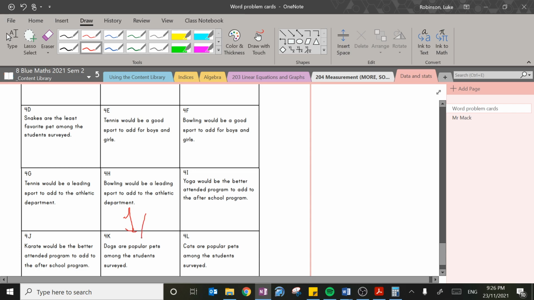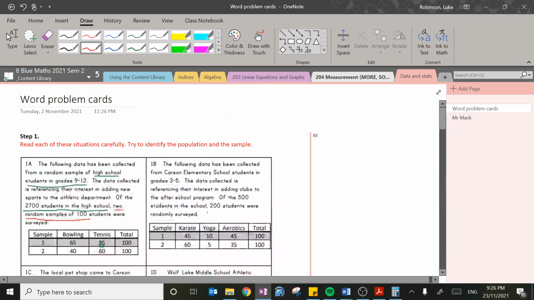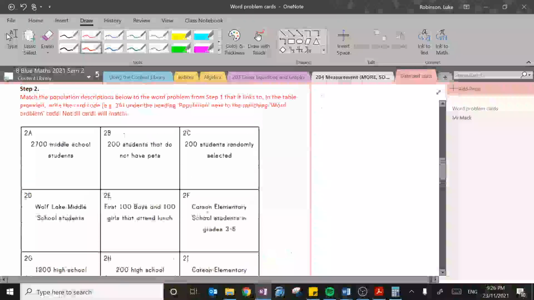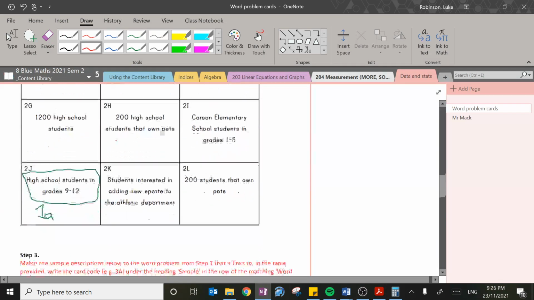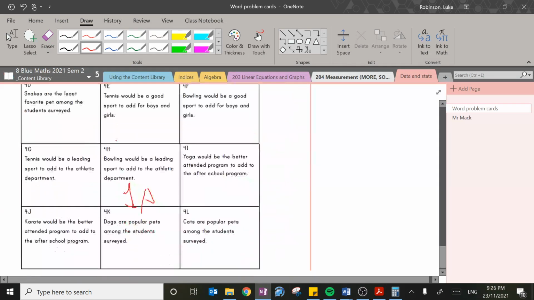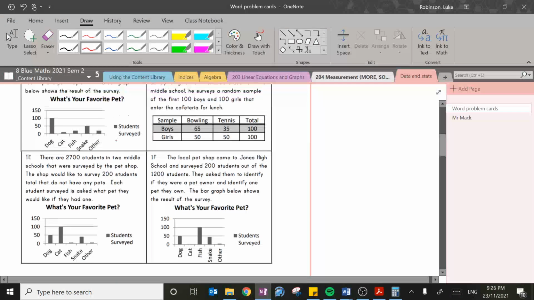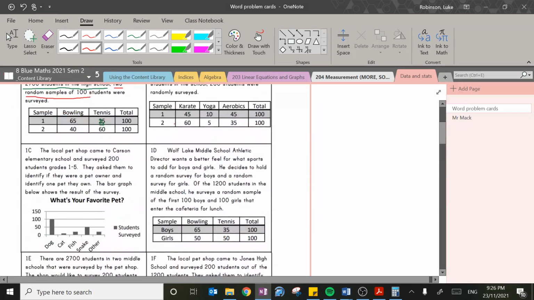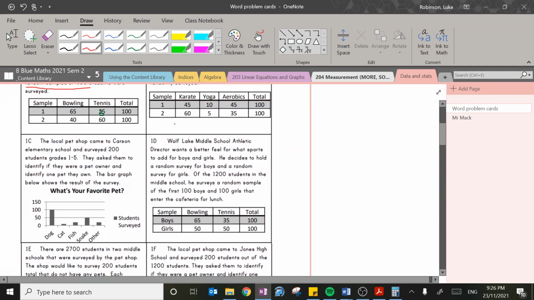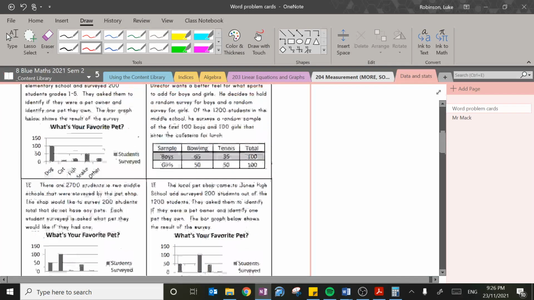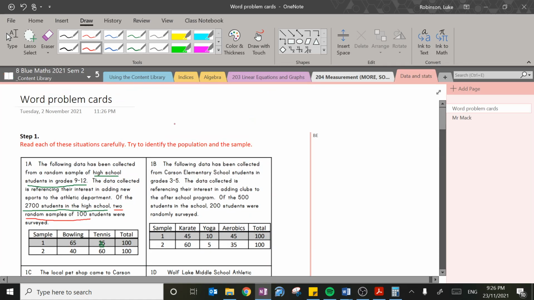Right, 1A. With my beautiful writing. Right. So I've gone through and I've figured out this is card 1A. What is the population? What is the sample? And what is the inference? Now I want you to try and do the same with 1B, C, D, E, and F. Give it a go. See if you can figure it out for yourself as a bit of a challenge.